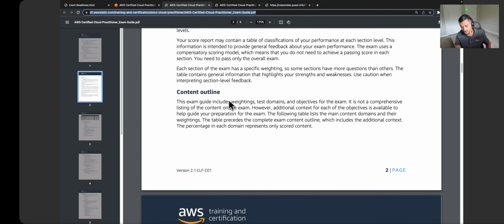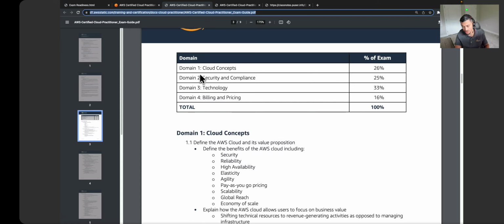And then scrolling down, you will get the certain domains that we spoke about. So the specific domains, domain 1 to 4, as well as their percentages, right? So we can see that the highest chunk of the exam is domain 3, which is technology, 33% of the test, followed by cloud concepts, and then security and compliance, and then lastly, billing and pricing.